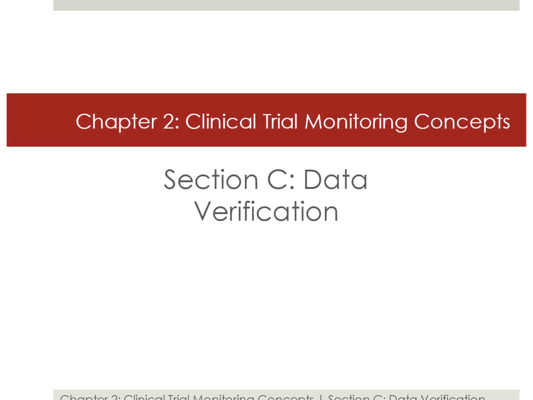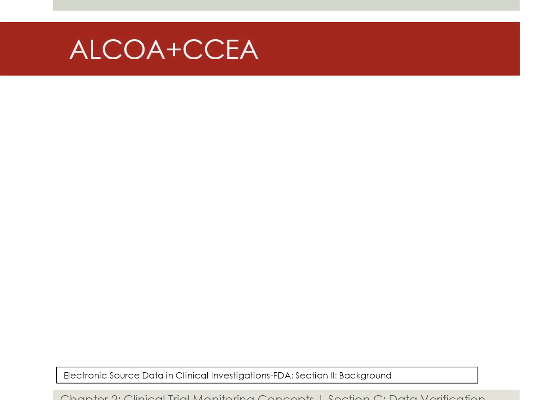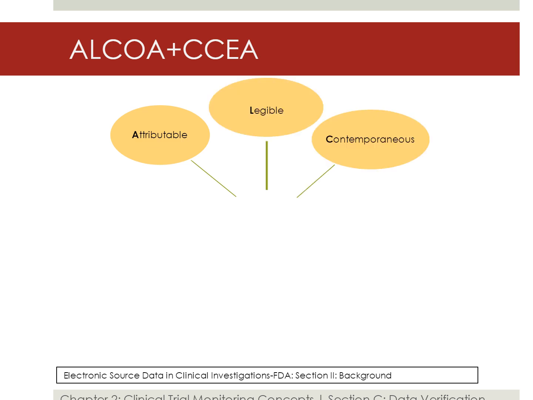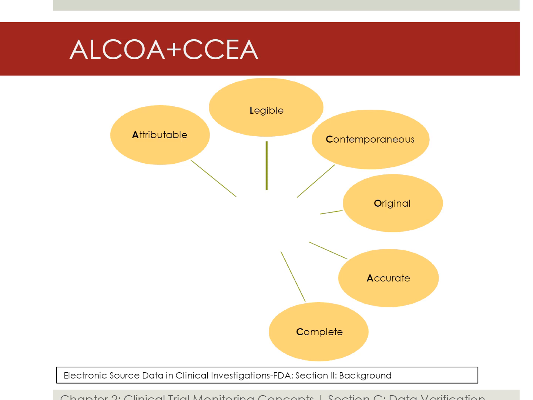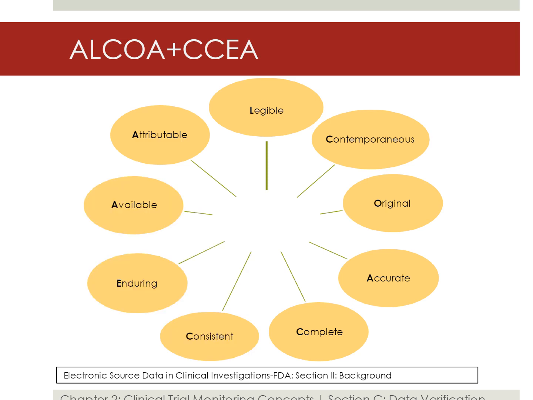Let's examine how monitors review and verify documents created in clinical trials. Monitors help to ensure data integrity in clinical trials by following good documentation practices, or GDP. They must ensure that the data is attributable, legible, contemporaneous, original, accurate, complete, consistent, enduring, and available. These 9 attributes are shortened to the acronym ALCOA+CCEA.